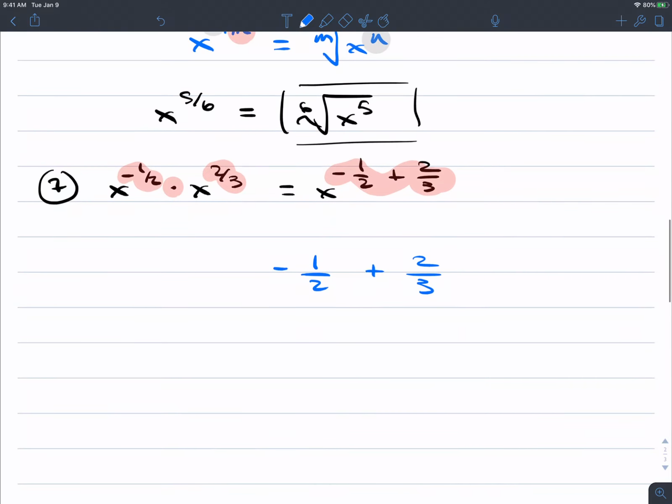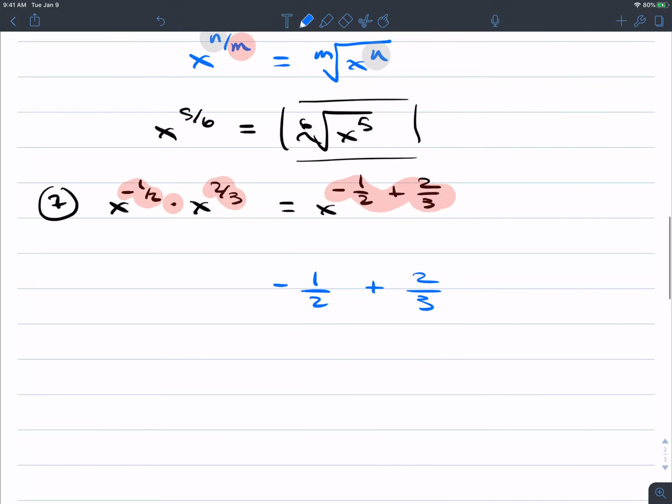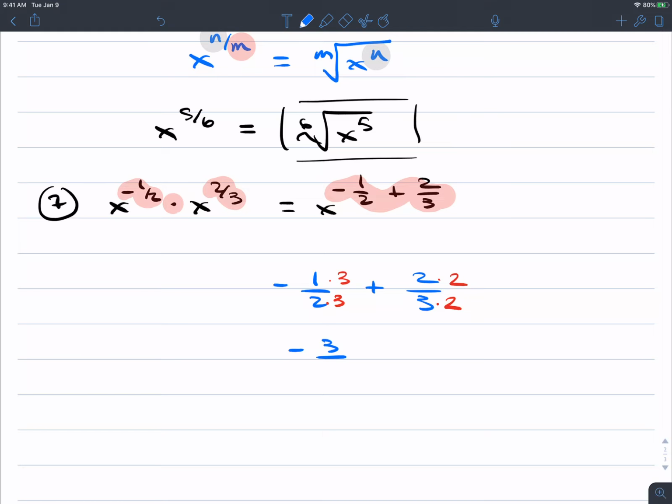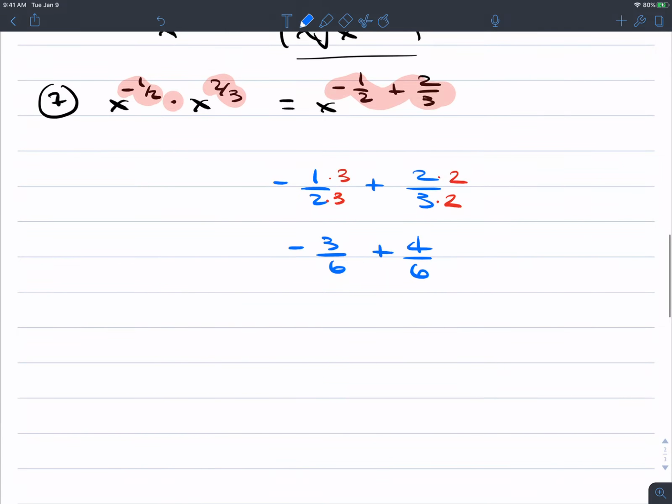Now, this depends on how well we can add fractions, right? So I'm going to remind you, the LCM here is 6, so I'm going to take a shortcut since you are in intermediate algebra. We multiply this bottom number by 3, we do it to the top. This bottom fraction by 2, the top is 2, because the LCM is 6. So we get negative 3/6 plus 4/6. That'll be negative 3 plus 4, everything over 6, and you're right, it's 1/6.